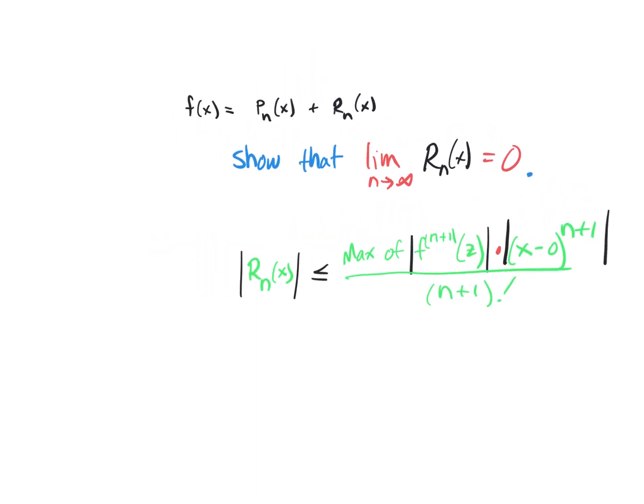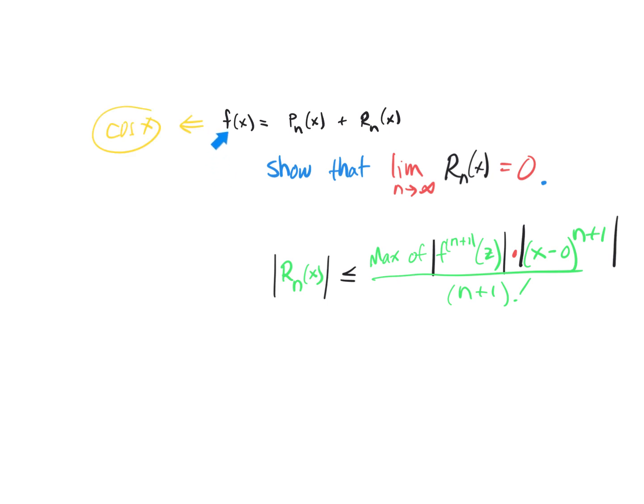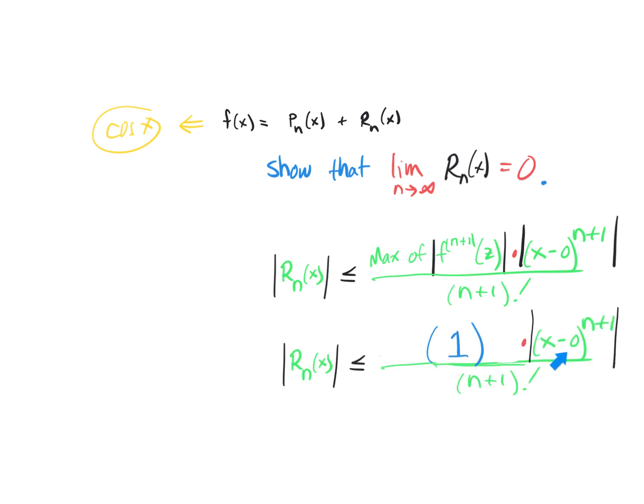Well, our function in this problem 13 is cosine of x. And however many derivatives we take, the derivative will always be either sine or cosine or negative sine or negative cosine because f is cosine. So the maximum value of any one of those potential derivatives of this function will be 1. So we'll use a 1 there. x minus 0 is just x. And now we're ready to take the limit as n approaches infinity.